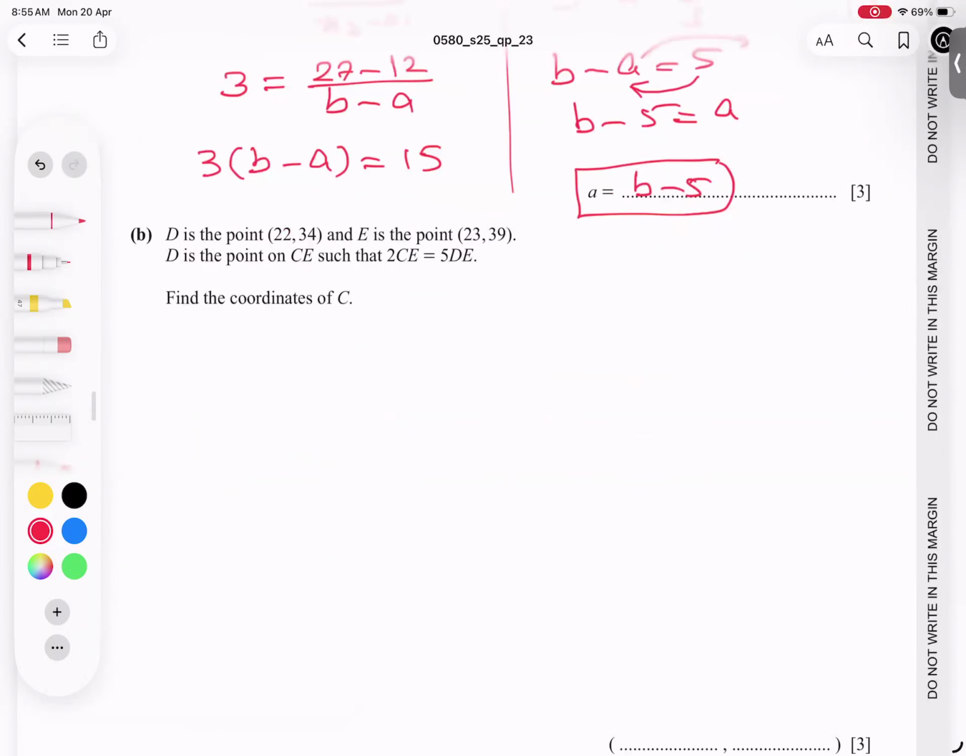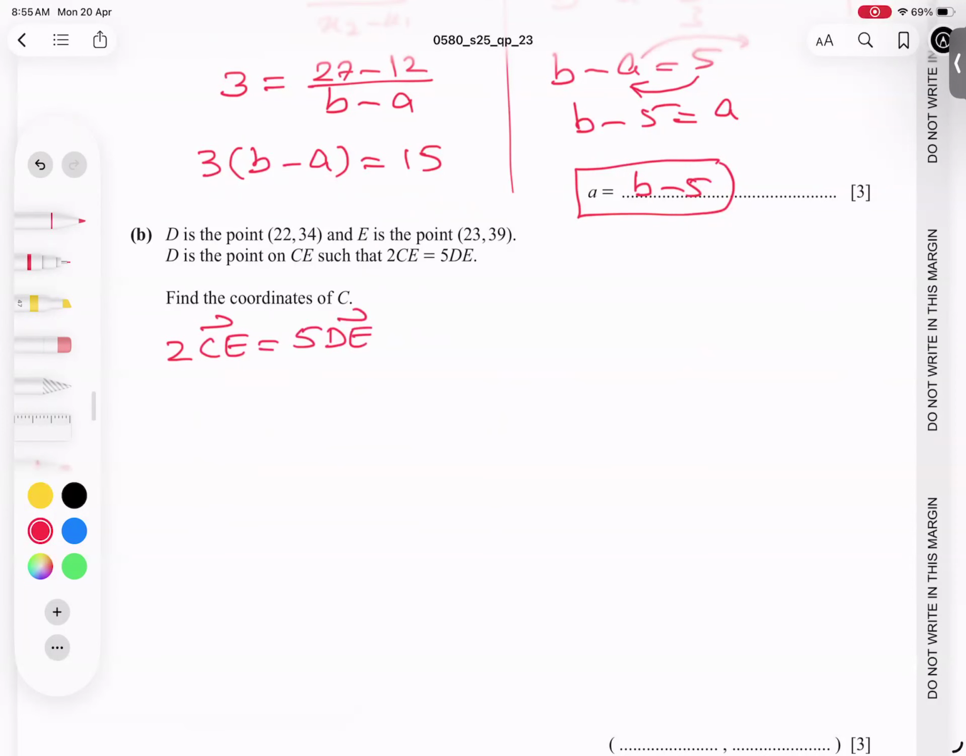Last part of the question, and the page even 3 marks, is asking: D is this point, E is this point. And he said that D is a point on CE. And we have to find out this one. So basically, this is a coordinate system. If I introduce O before it, it will become a vector system. Actually, I have two choices: convert into vector system and solve it. Okay, no problem. So for example, 2CE is equal to 5DE.